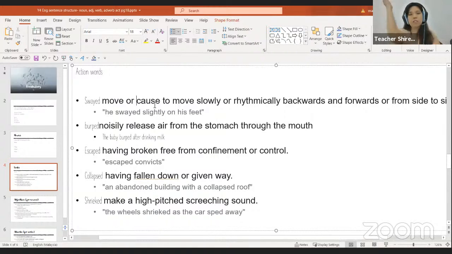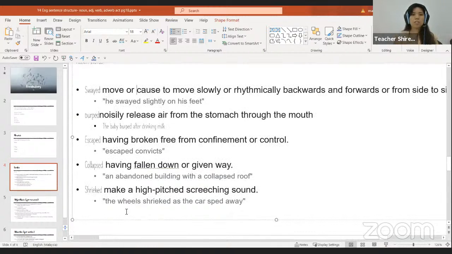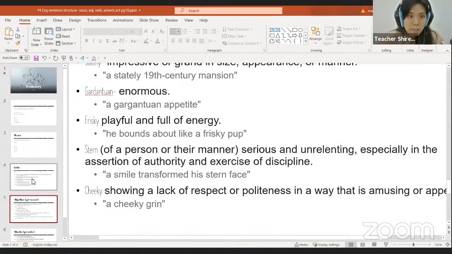Collapse means something fall down, so the roof collapse. Okay, so abandoned building with a collapsed roof. Okay, shriek. Which is like when the car suddenly brake it. That is the sound that is called shriek. So the wheels shriek as the car speed away. That sound, the high pitched screeching sound. So that's pretty much everything about verb.